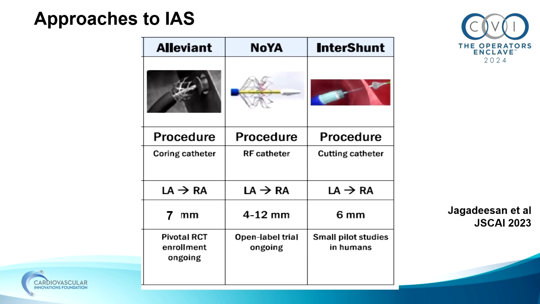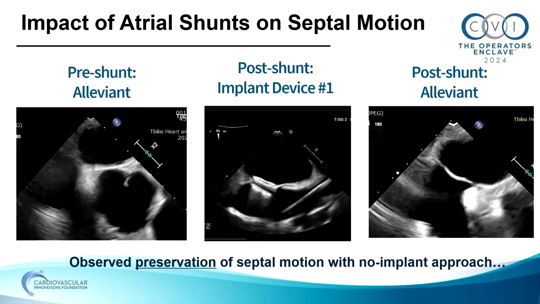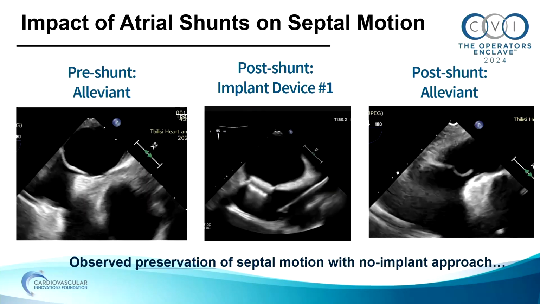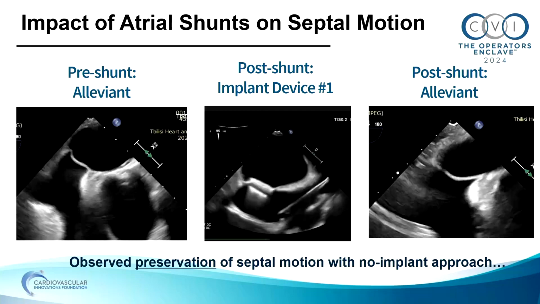The furthest along is the Alleviant device, which takes out that core of tissue. It results in a 7mm shunt. There's a pivotal trial called HFrEF, which is now ongoing. And the other two shown here, Noya and Intershunt, are much earlier in development, so not a lot of information there.